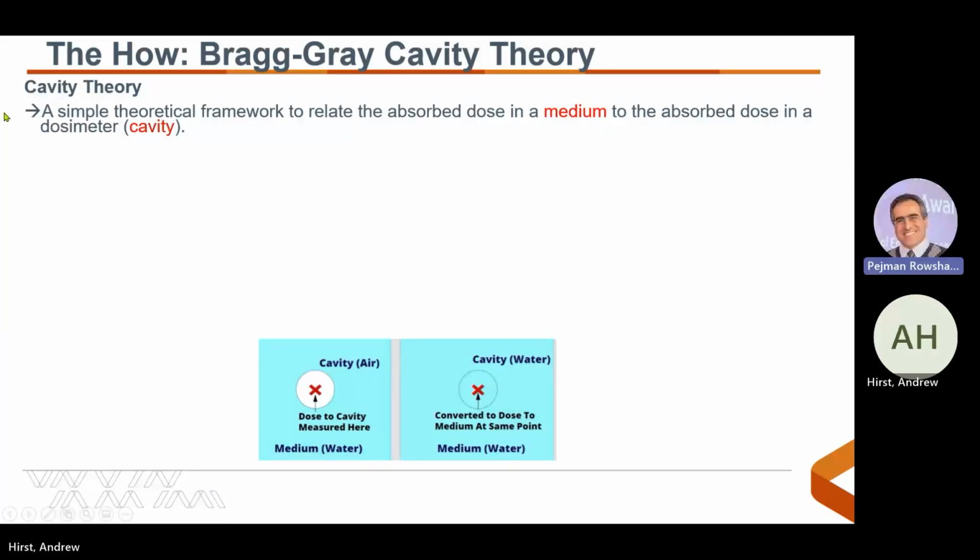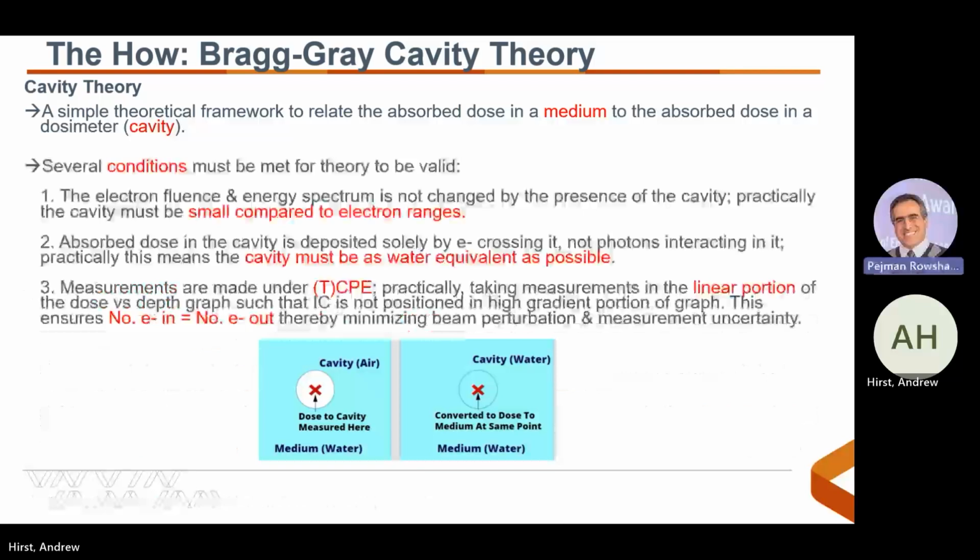So just a simple definition. Bragg-Gray cavity theory is a simple theoretical framework that relates the absorbed dose in water to the absorbed dose in a dosimeter, which would be air. So water to air, or air to water. And there are several conditions that need to be met in order for us to make this jump between dose to air and dose to water.